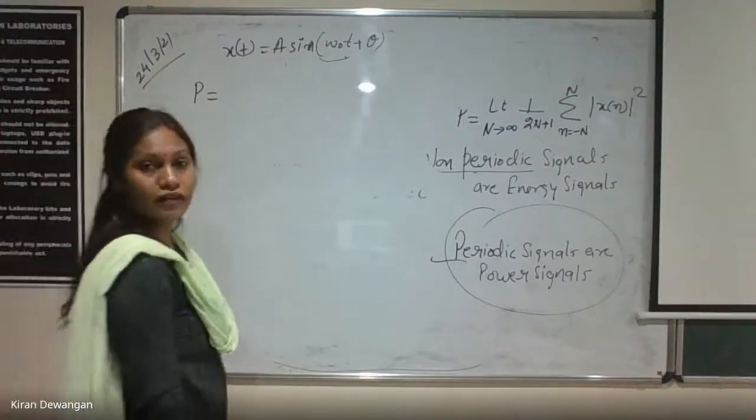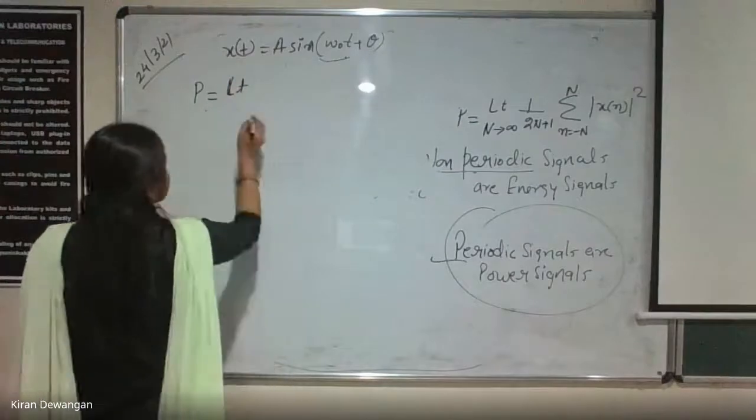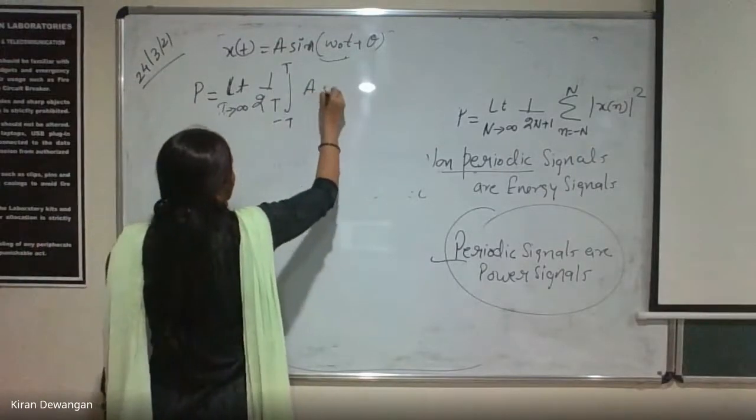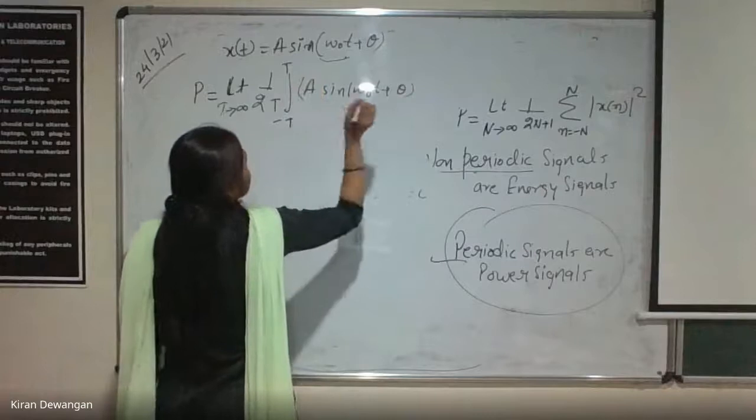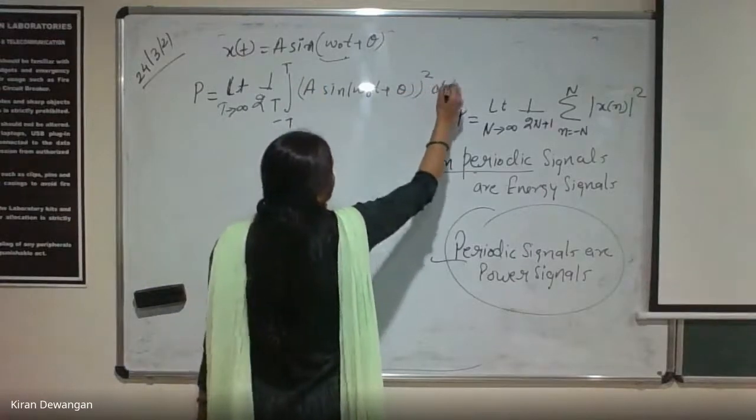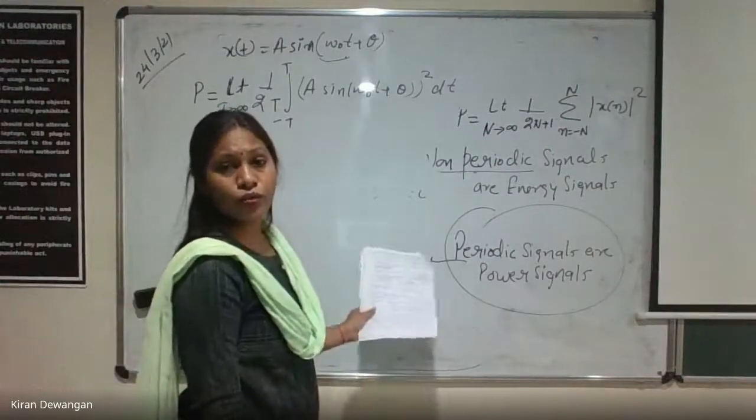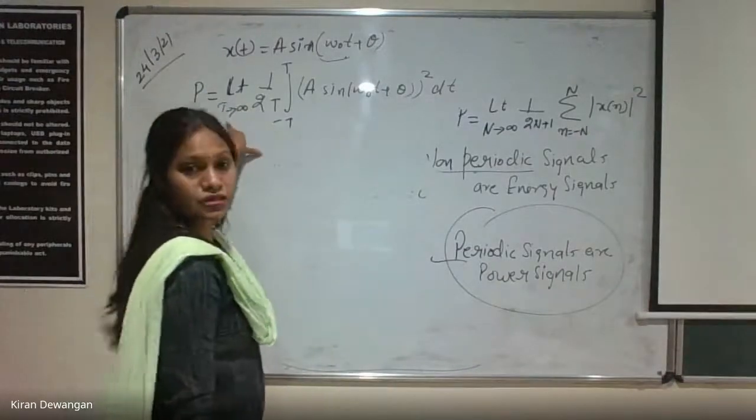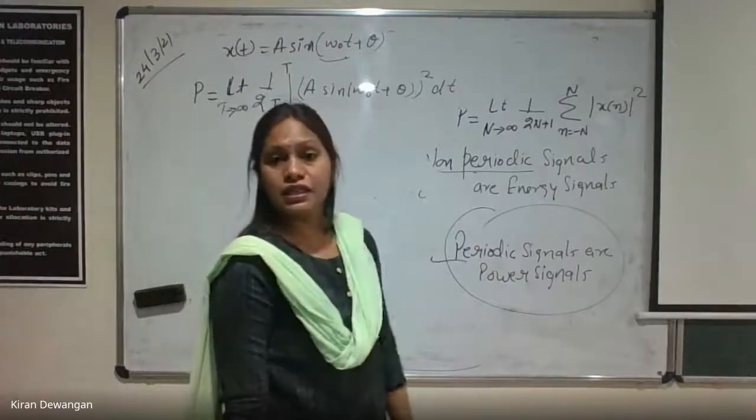What is the formula for power? Limit T tends to infinity, 1 by 2T, integration from minus T to T of x(t) squared dt, that is, A sin(omega naught t plus theta) whole squared. Just check out the formula. It is not written on the board; you have to write it on your own.